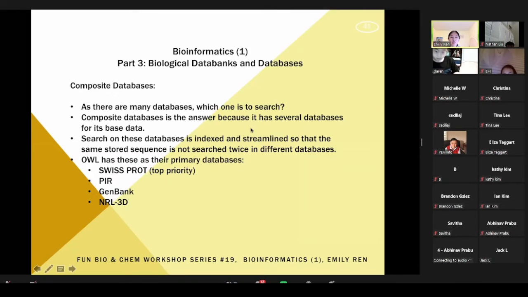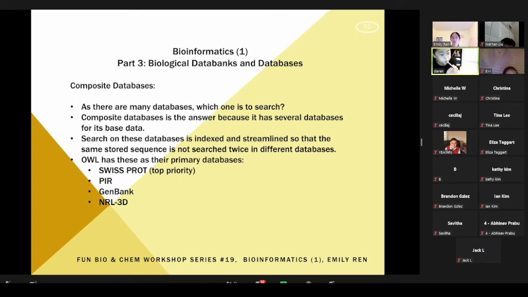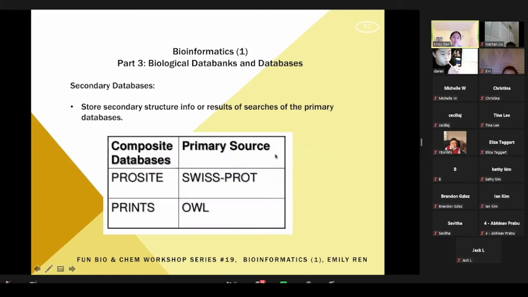For composite databases, as there are several databases, which one should we search? Composite databases is the answer because they are when several databases are combined, and these make sure that the same search sequence isn't searched twice in different databases. And these are some of the examples of primary databases. For secondary databases, they store information about secondary structure or results of searches of primary databases.